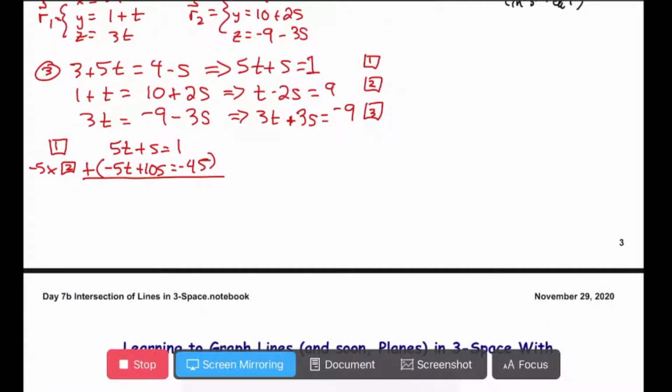But like I said, depending on who your previous teachers have been, they might have told you that we always need to add. So multiply by a value that makes it negative, so they cancel out. Whatever way is comfortable to you is fine. We're going to eliminate the t's here.